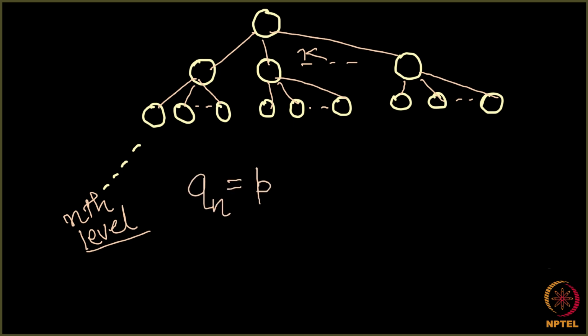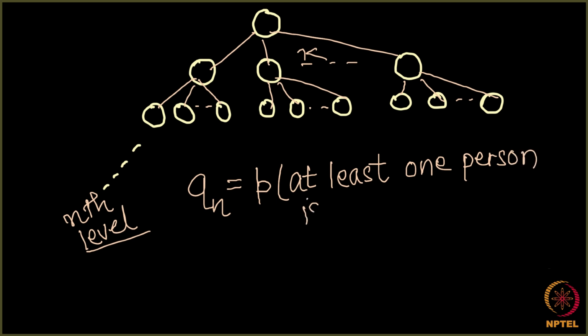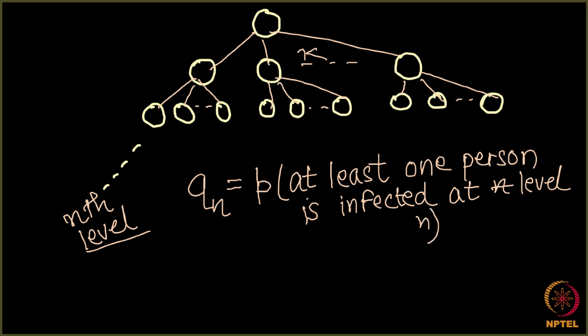So what was Qn? Qn was the probability that at least one person is infected at the nth level. One person is infected at level n. Let's now see how we can find out this value of Qn. So I'll make a more clear network over here. So I need some time.